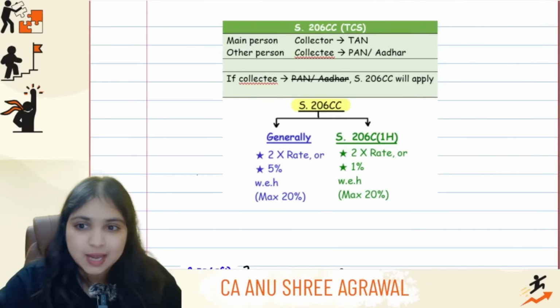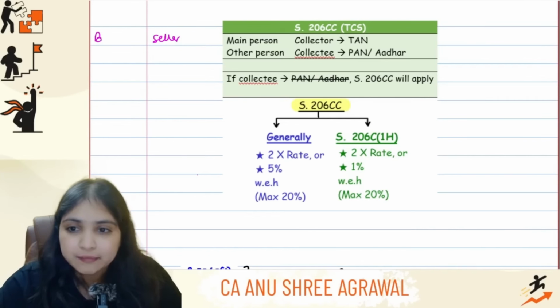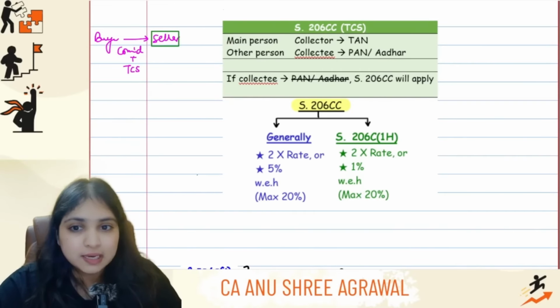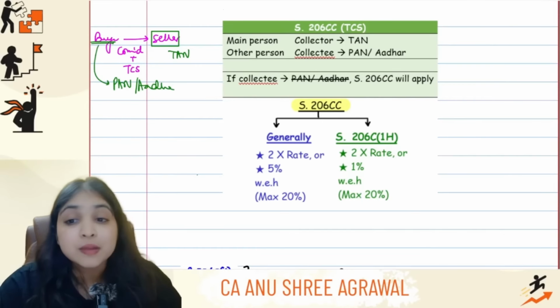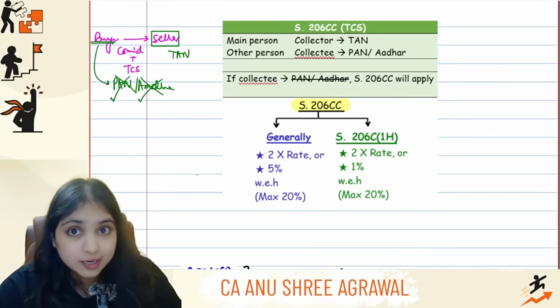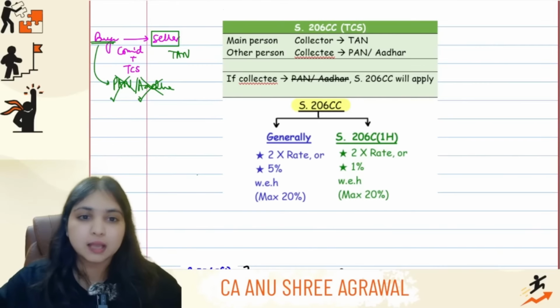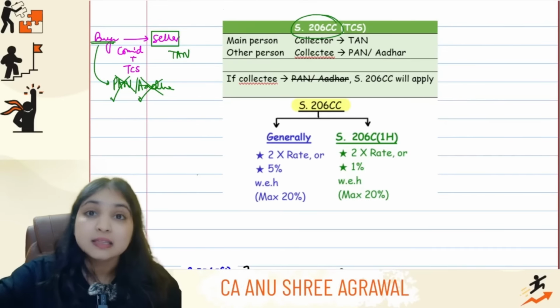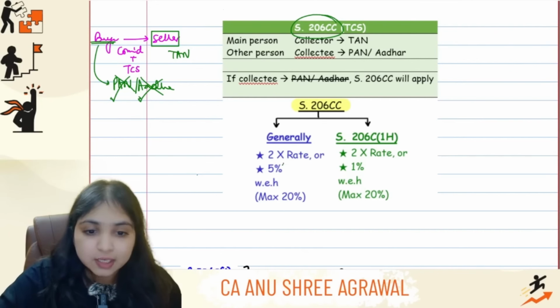So in TCS what happens is we have the seller and we have the buyer, guys. So when the seller is collecting consideration from the buyer, along with the consideration, seller will collect TCS also. So the main person over here is a seller. Seller's PAN number is required, but the other party is buyer. Buyer's PAN or Aadhaar, at least one we require. But if the buyer is neither giving PAN nor giving Aadhaar, then 206CC will apply. Because of 206CC, the TCS rate will increase. The TCS rate will now become 2 times the rate or 5%, whichever is higher, but maximum 20%.